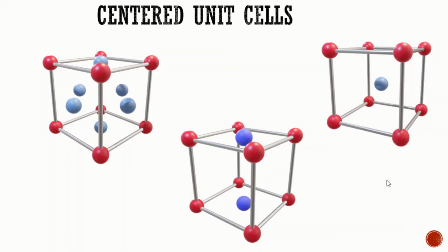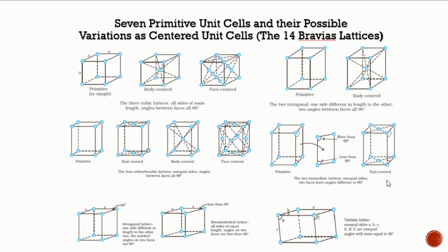Every crystal system does not have all the 4 types of unit cells, that is, simple, face-centered, end-centered and body-centered. Hence, there are only 14 types of space lattices corresponding to 7 crystal systems. These 14 lattices corresponding to the 7 crystal systems are also known as Bravais lattices.